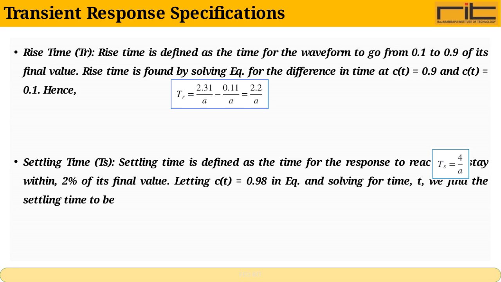This means the system's output has effectively stabilized within a small margin around the steady state. By setting the output to 0.98 or 98% of the final value and solving for time, we find the settling time. Both these specifications give us valuable insight into how quickly and accurately a system responds to changes.